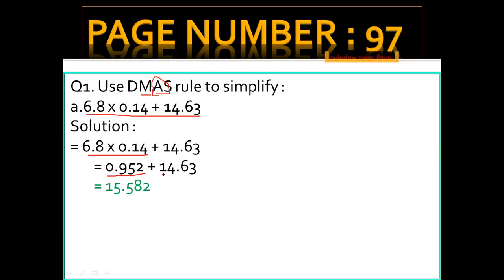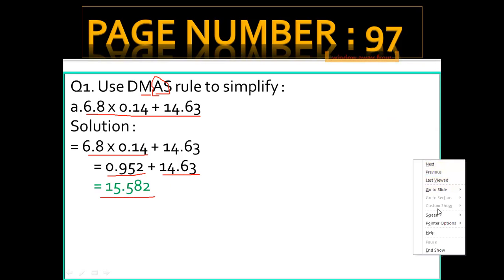The next number is 14.63. Simply you add these two numbers, 0.952 plus 14.63, 15.582. This is our required answer.